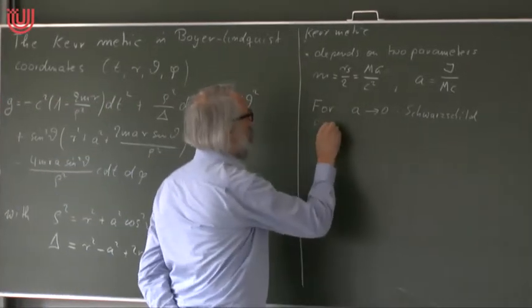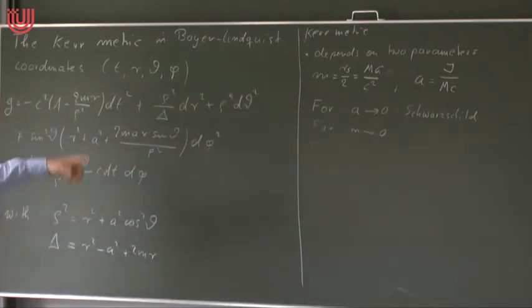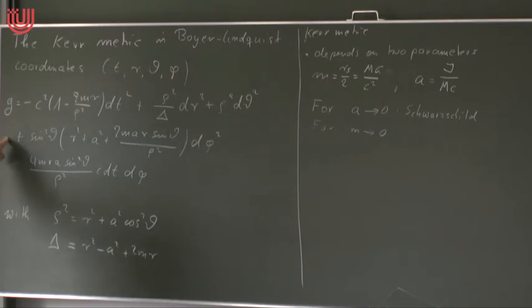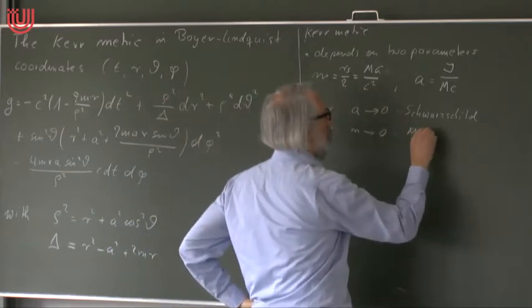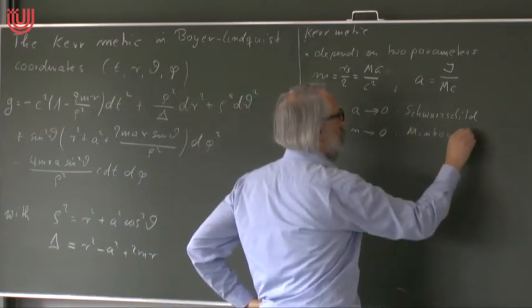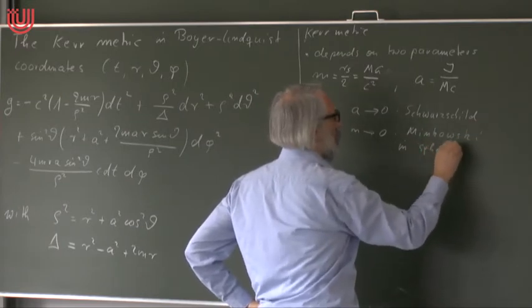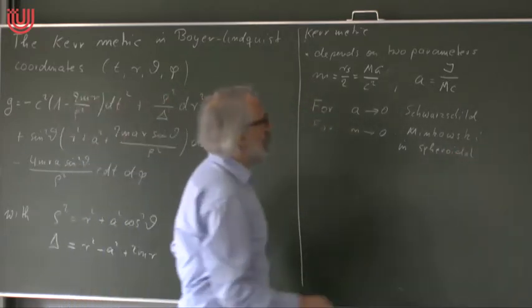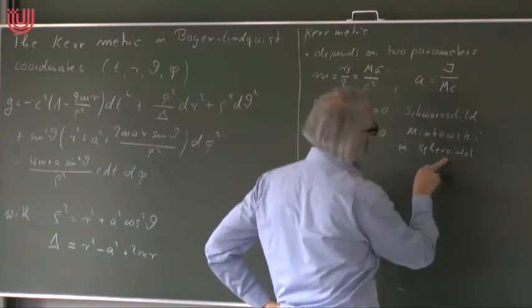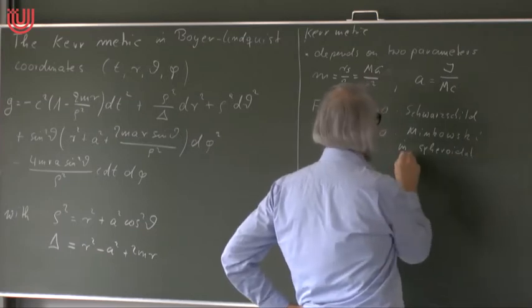And if we send M to 0, if you do it, then you get precisely the expression from which we started last time, namely Minkowski spacetime in spheroidal coordinates. Then we get Minkowski, the flat spacetime, in spheroidal coordinates, not in standard spherical coordinates. Yeah, the A is a measure for the deviation of the surfaces of constant r from spheres, spheroidal coordinates.